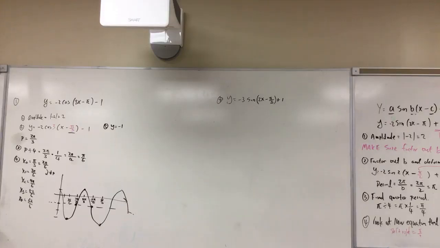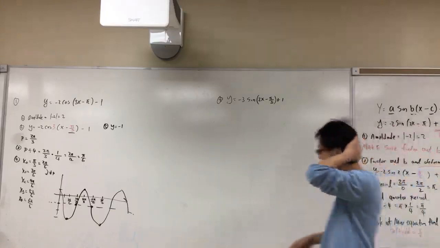Is the period pi? The period is not pi. Period is definitely not pi. Oh, 2 by 2? Oh, yeah, it's pi. I'm sorry, it's pi. I was like, what? How did I?